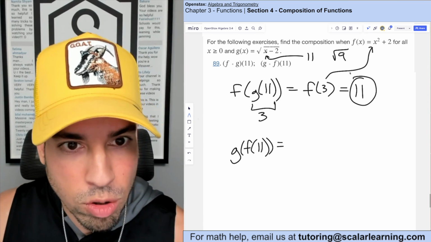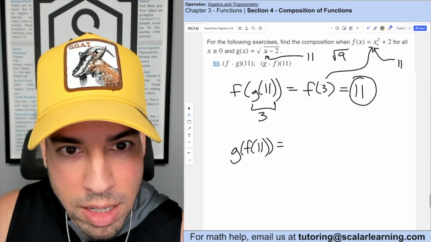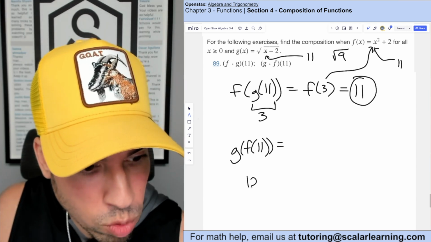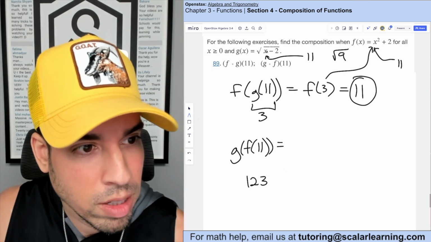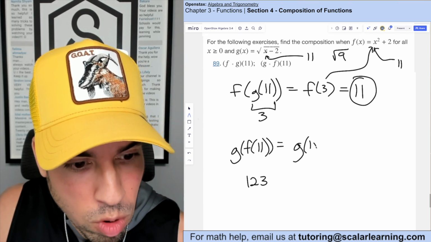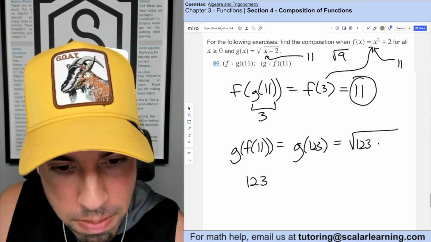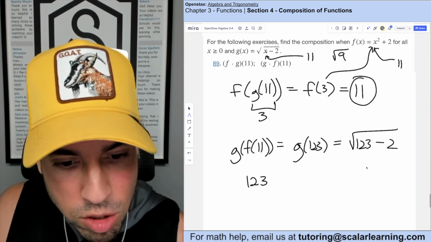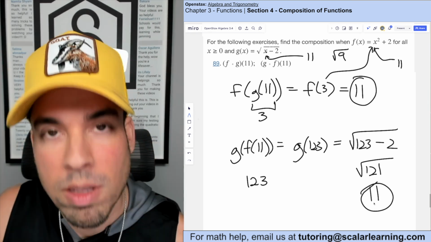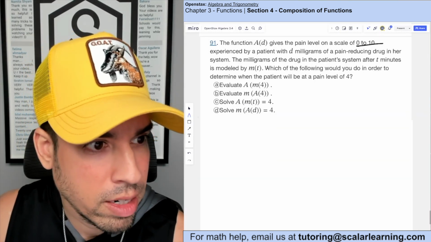So f of 11. Let's plug in 11 first for f of x. So that is 121, right? 11 squared is 121, plus 2 is 123. Now we're going to plug that in for g of x. So that is g of 123, which is the square root of 123 minus 2. 123 minus 2 is 121. Square root of that is 11. Boom, done.